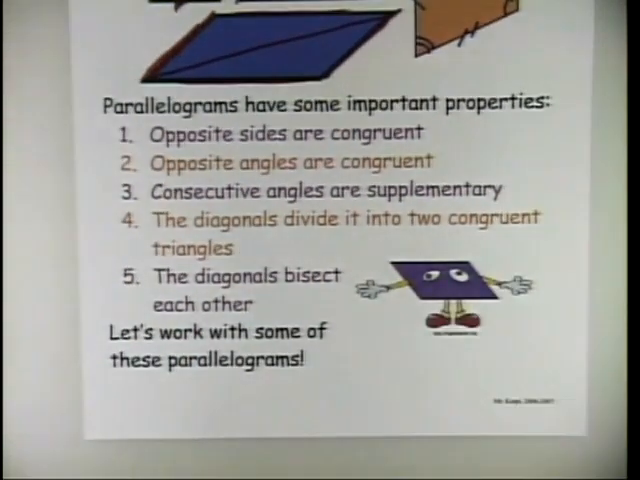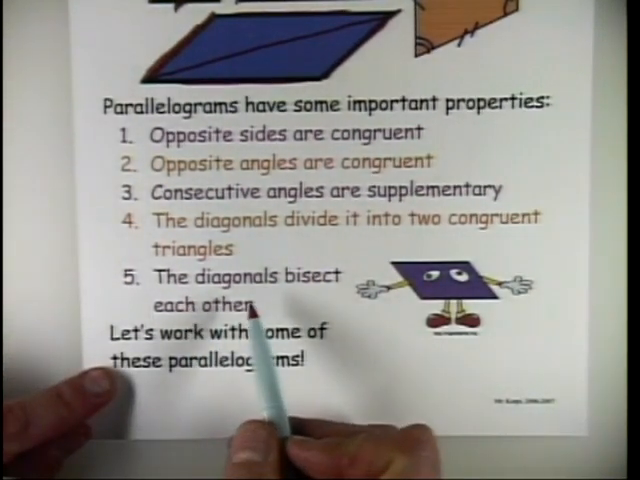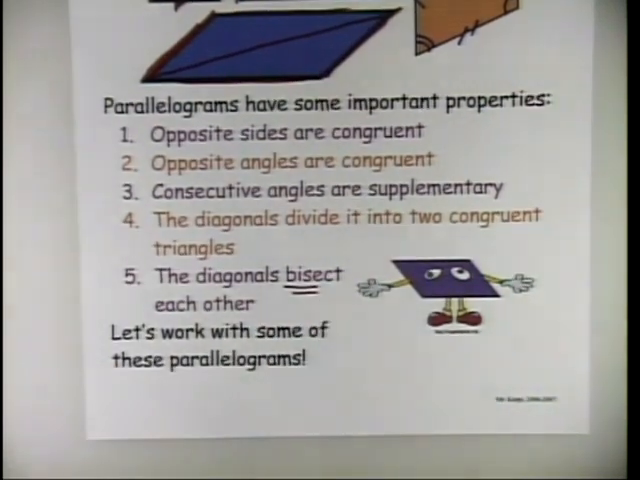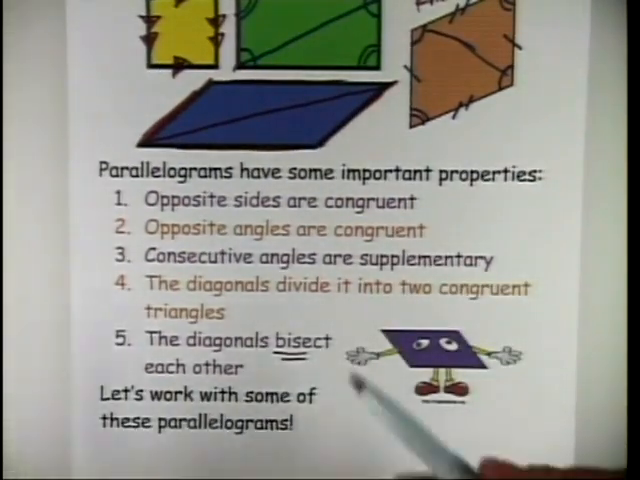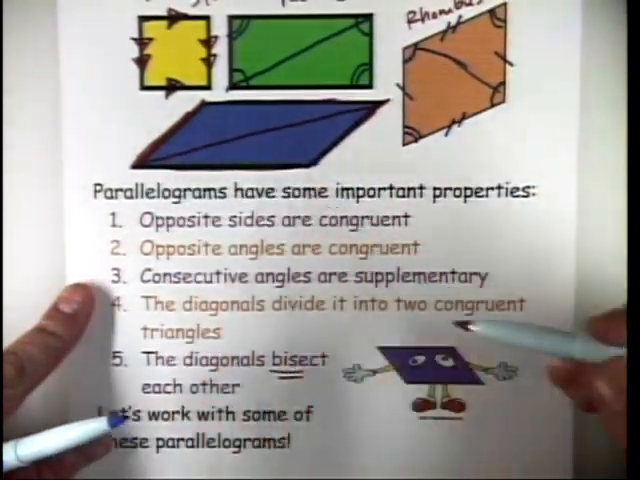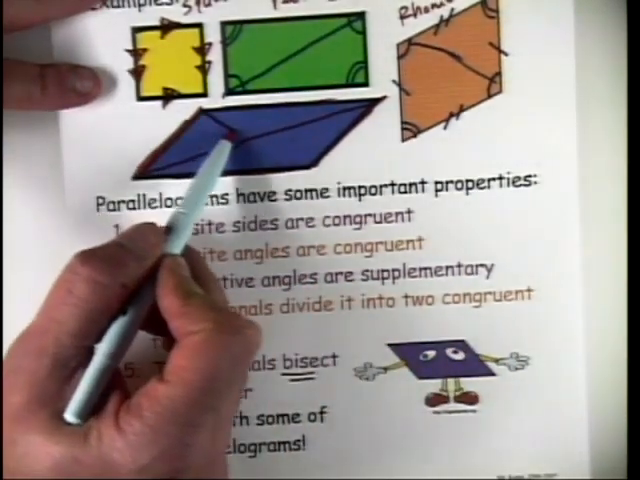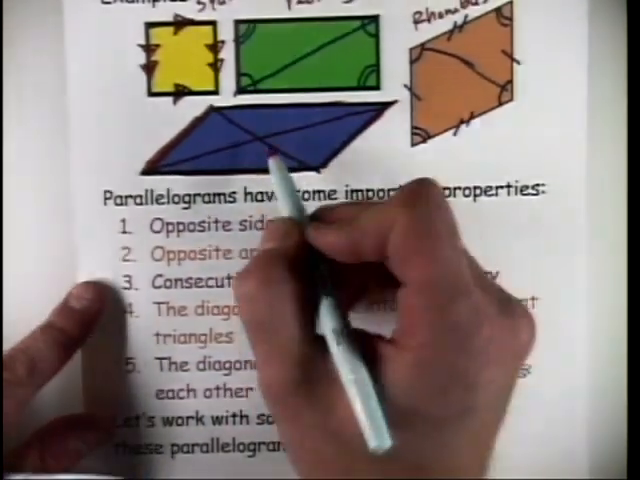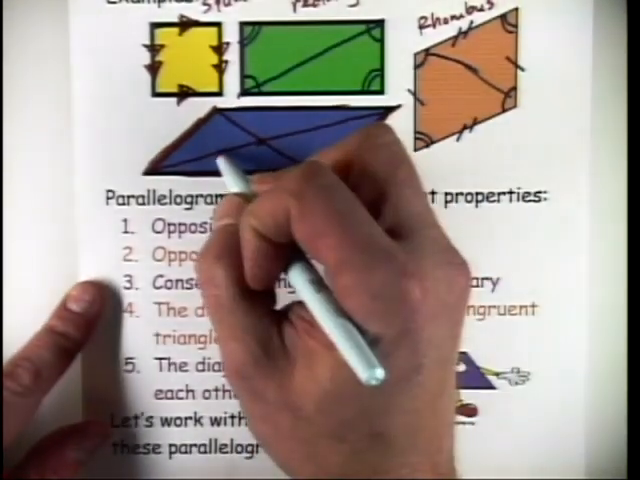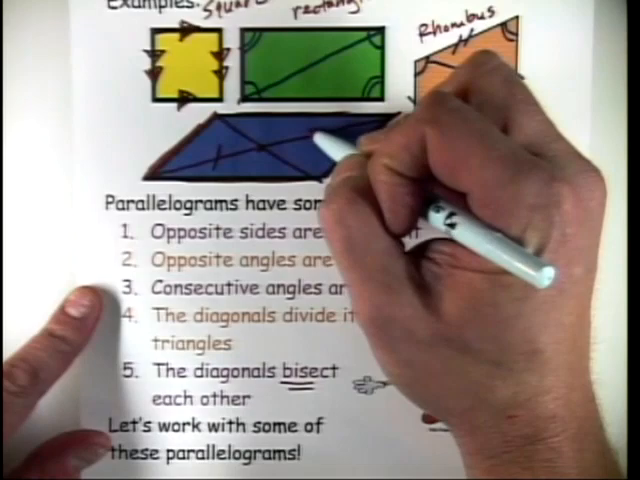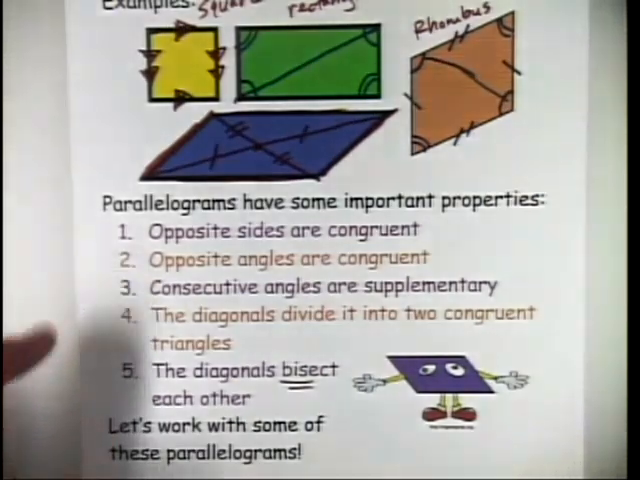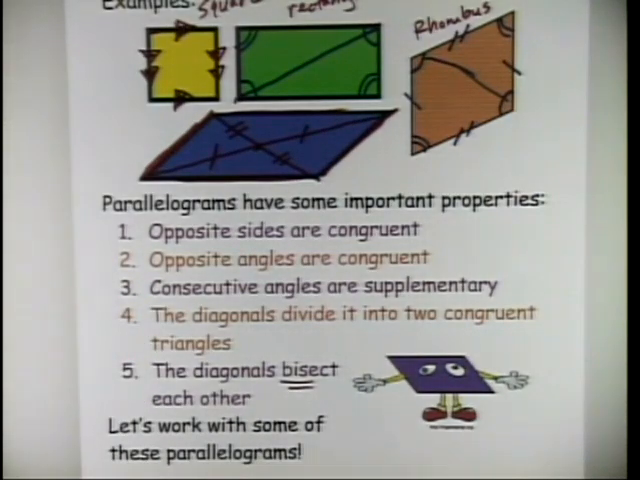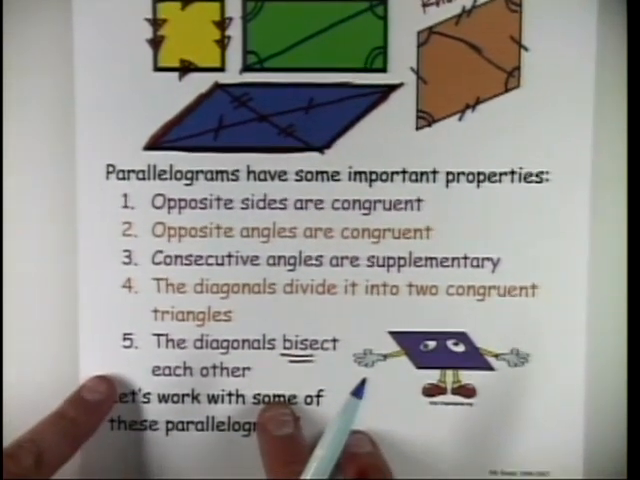Now here's the last fascinating fact about parallelograms. The diagonals, if I drew both of them, they bisect each other. Remember what that means? That means they cut each other into two equal line segments. So let's go back to the blue rectangle. Here's one diagonal. If I carefully draw the other diagonal coming in this way, they bisect each other. They intersect at this point here. But I now know that this line segment is congruent to this line segment. And similarly, this line segment is congruent to that line segment. Okay? So opposite sides are congruent, opposite angles congruent. The diagonals divide it into two congruent triangles, and the diagonals bisect each other.